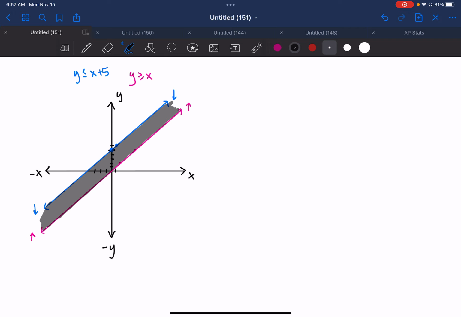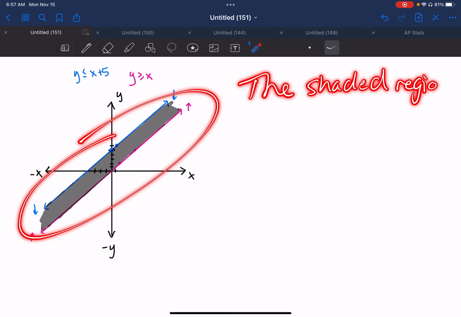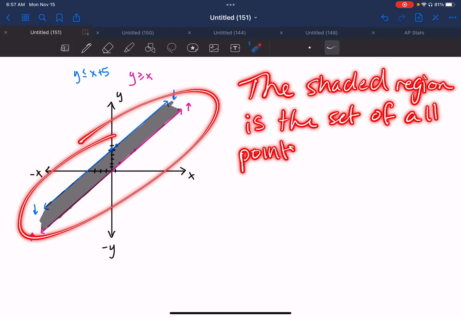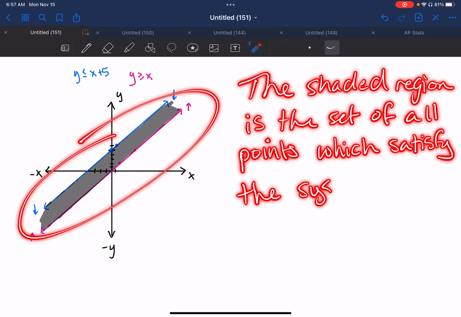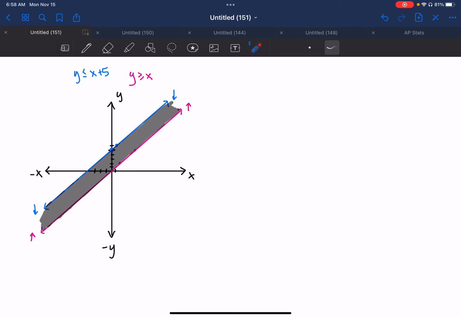So that is really important, is that anything in this shaded region, the shaded region is the set of all points which satisfy the system. The shaded region is the set of all points which satisfies the system. Really important to keep in mind there.